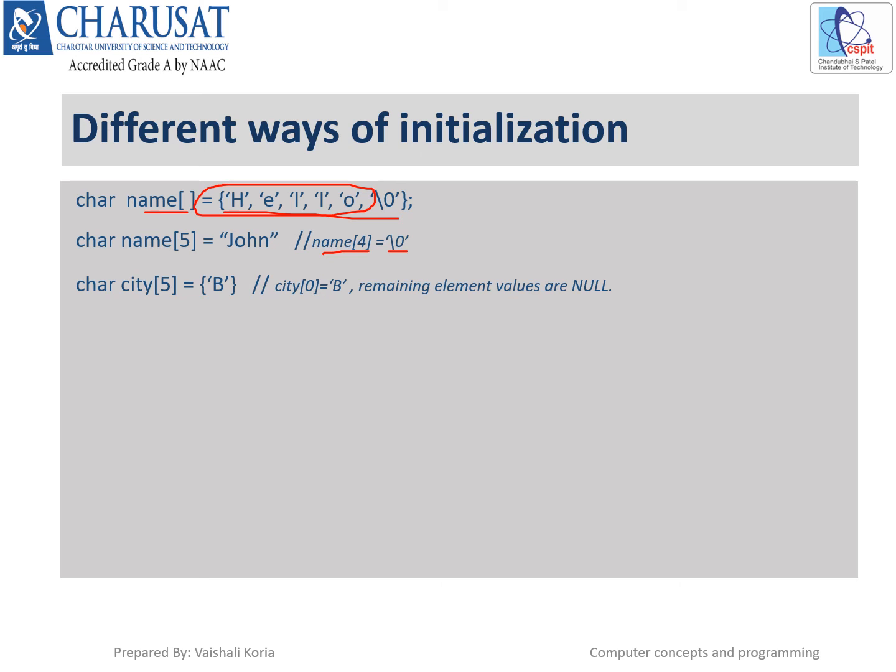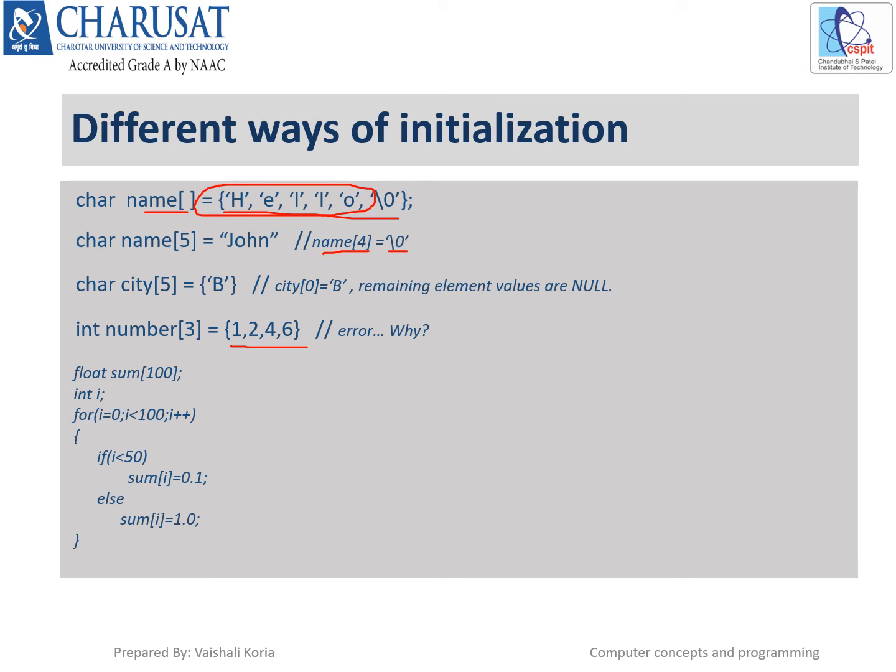Next, if the array ct has been declared of size 5 and you have specified only one character B, then ct[0] is equal to B, but the remaining elements will be initialized with null. Now if you are taking an integer array of size 3 and you are trying to use 4 initializers, then it will give you an error. The number of initializers cannot be greater than the size of the array. Now suppose the array is of size 5 or 10, then it would be okay to give this kind of initializers.